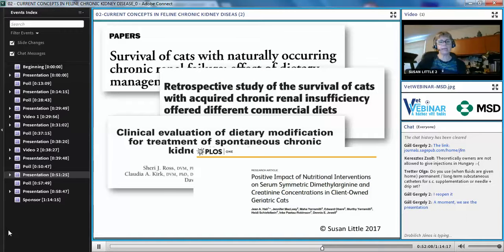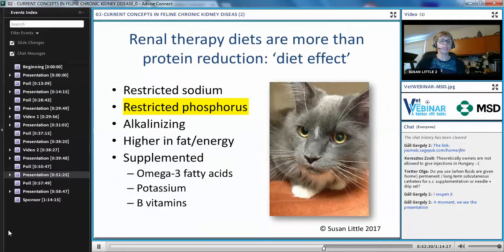But the reason that we recommend these renal therapy diets, and of course we've got quite a few of them on the market now, is that there are a number of published studies. These studies have been published over a period of several years, giving us good support that renal therapy diets actually do help improve survival times and help slow disease progression in our patients. So there is good scientific evidence for the use of renal therapy diets in our patients.